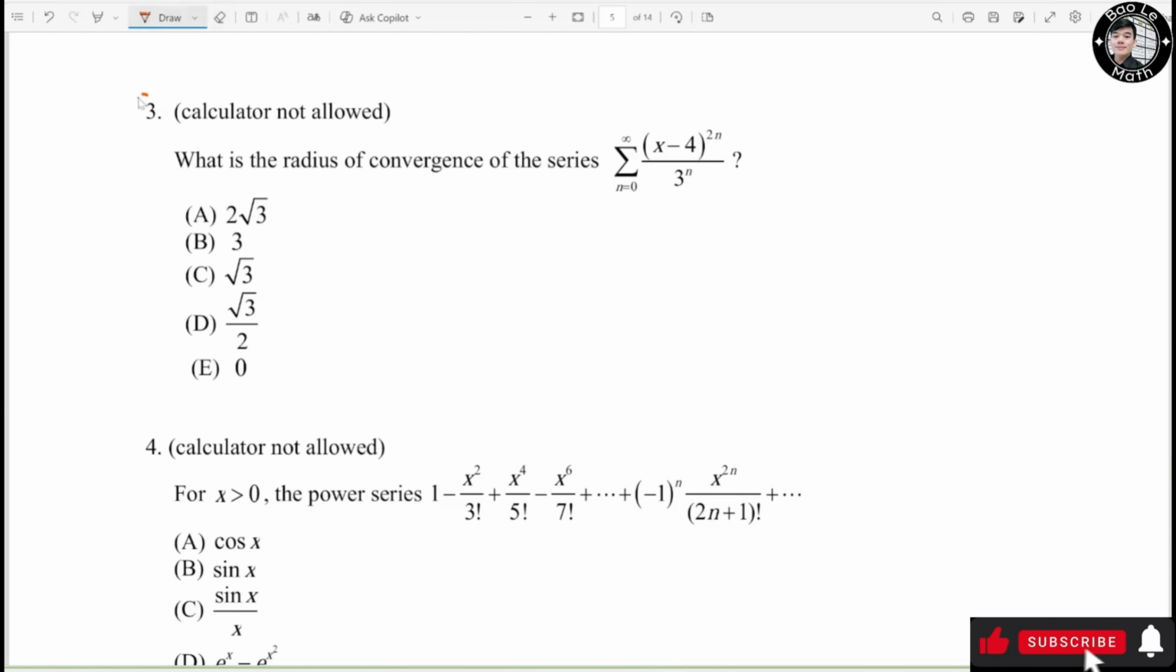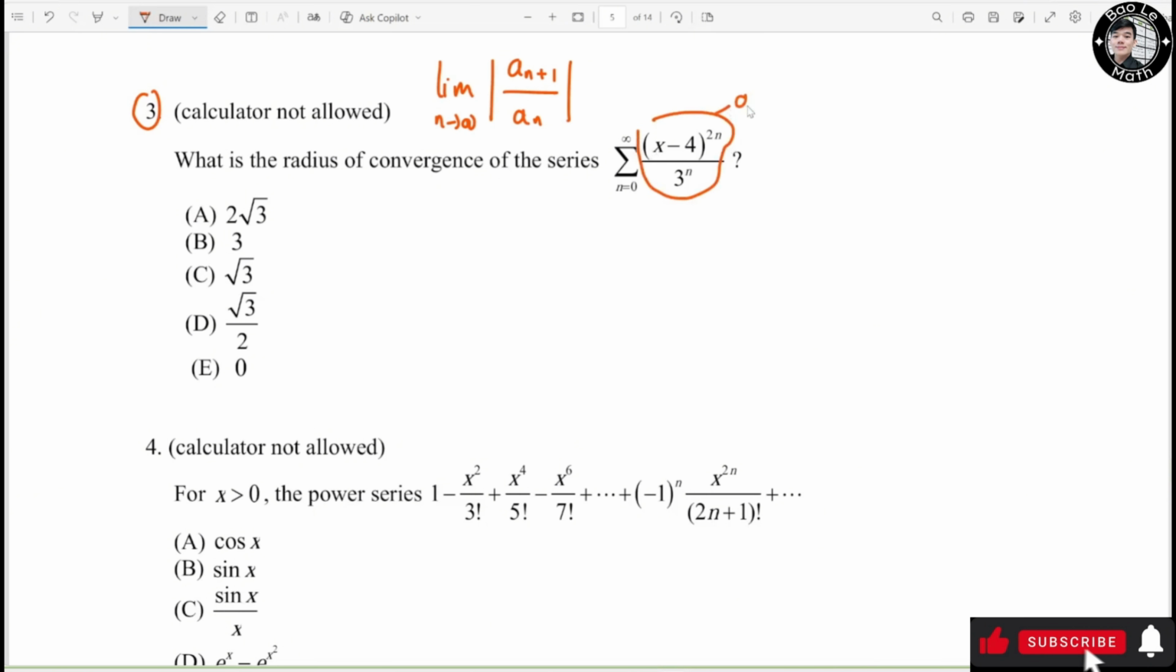Now let's move on to question 3. What is the radius of convergence of the series x minus 4 to the 2n over 3 to the n? Alright, so again, we're going to use the ratio test. So we have the limit of the absolute value of a sub n plus 1 over a sub n as n approaches infinity.